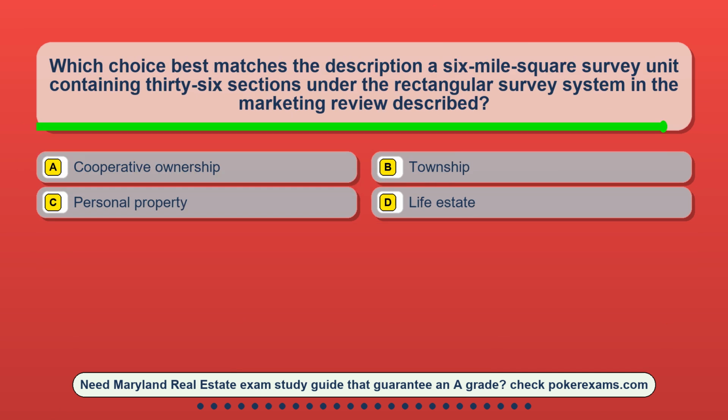Question 6. Which choice best matches the description? A 6-mile-square survey unit containing 36 sections under the rectangular survey system in the marketing review described. Option A, cooperative ownership. Option B, township. Option C, personal property. Option D, life estate.